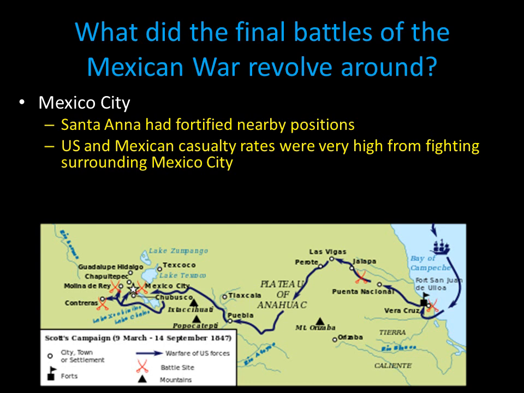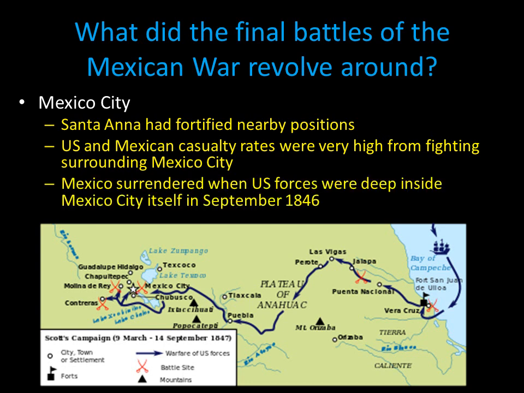But in September, the United States was able to attack Mexico City itself. And within hours of the battle, the American forces were deep within Mexico City. And at that point, the country of Mexico surrendered to the United States. I have the wrong year posted on there. I apologize. I don't have time to change it, so I will make sure I correct that.